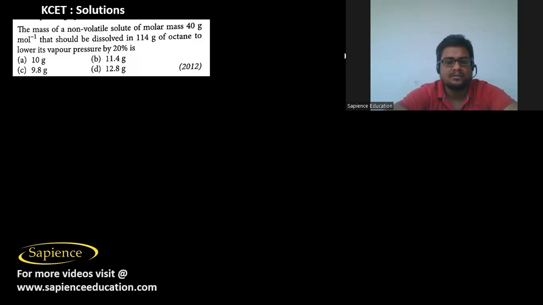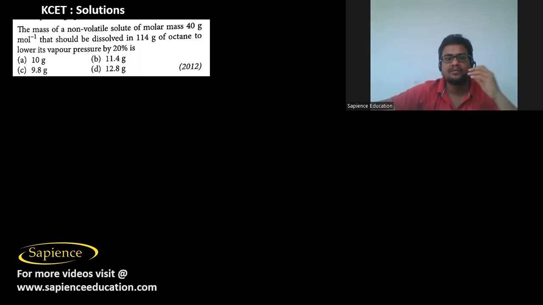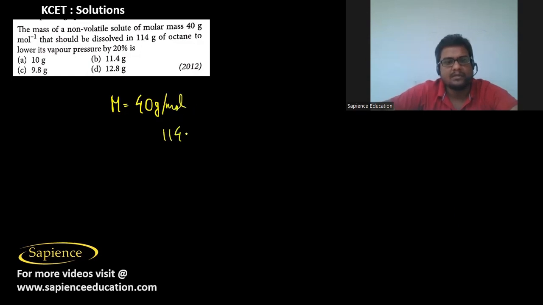Then here it is told that the mass of a non-volatile solute of molar mass 40 gram per mole should be dissolved in 114 gram of octane to lower its vapor pressure by 20%.